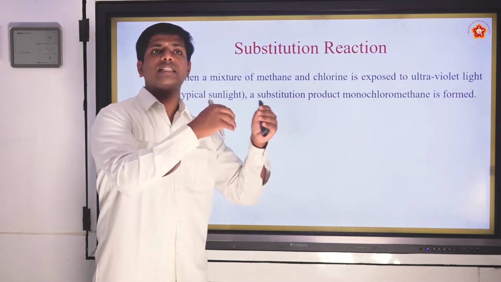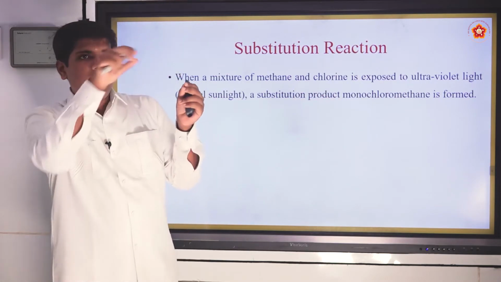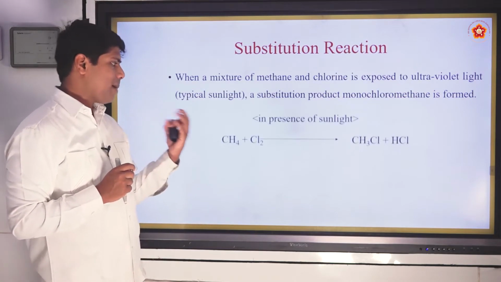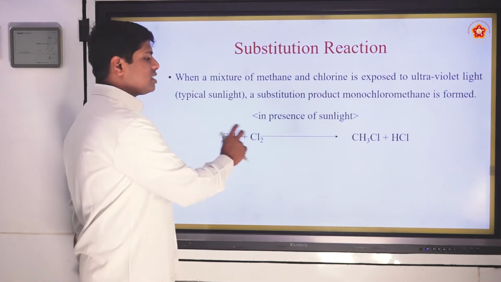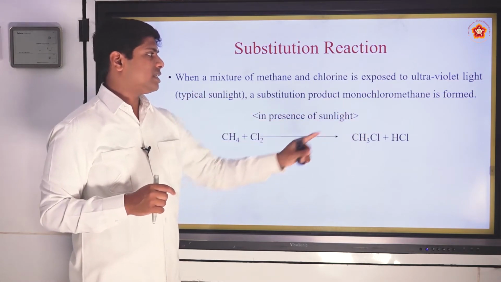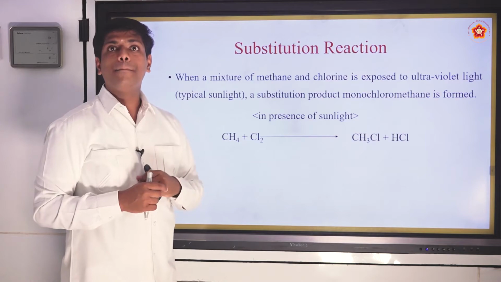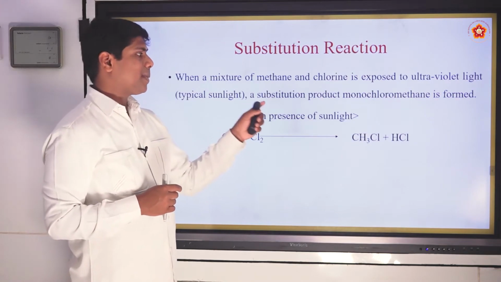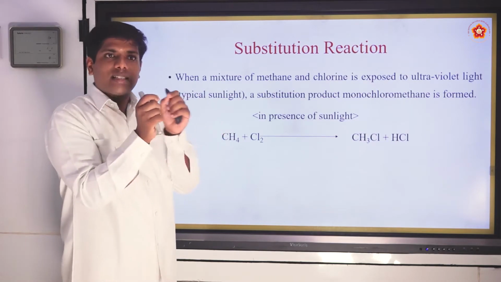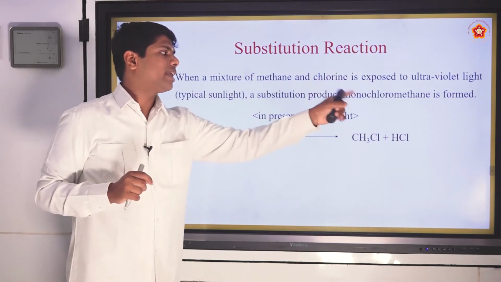Monochloromethane is formed, which means it has been substituted. One element is substituted in the reaction. For example, this is CH4, and these two reactants substitute to form this. What is this? Monochloromethane, in the presence of sunlight. Substitution means these two get substituted to form this product, along with one HCl.